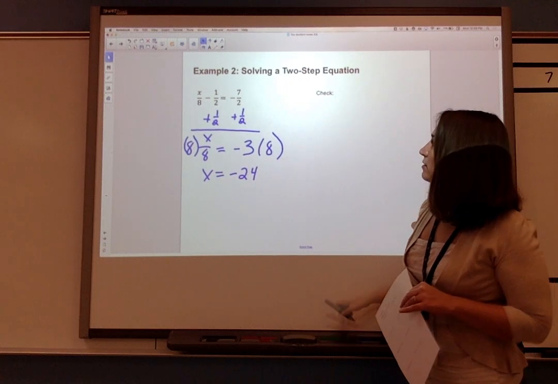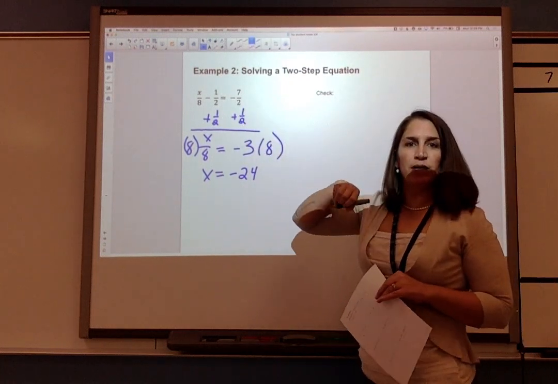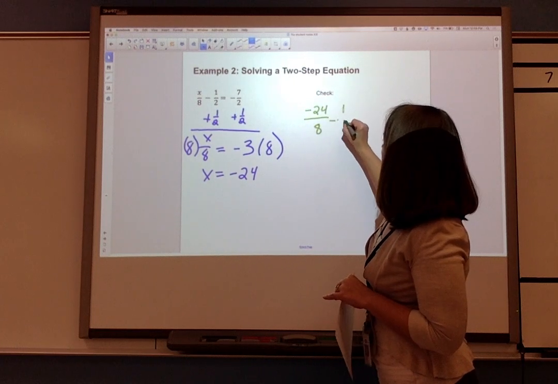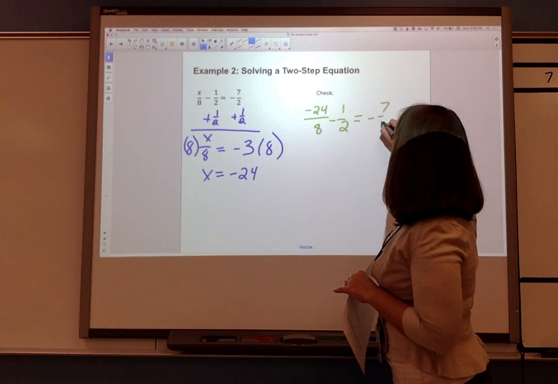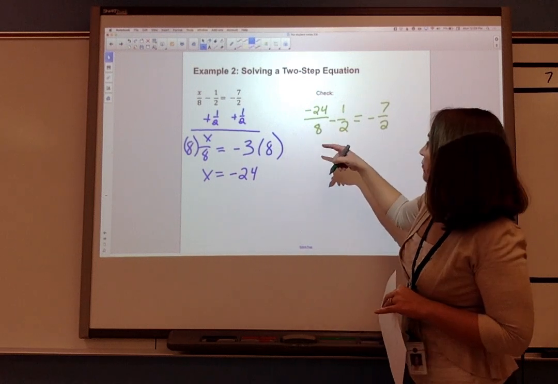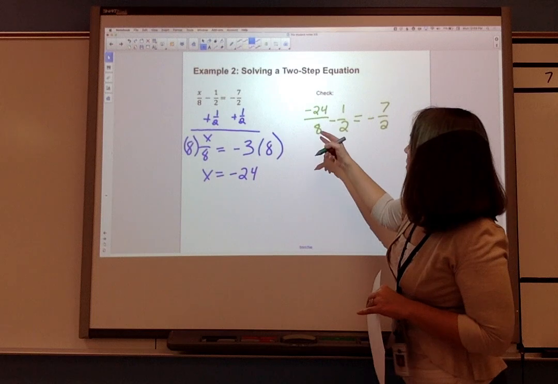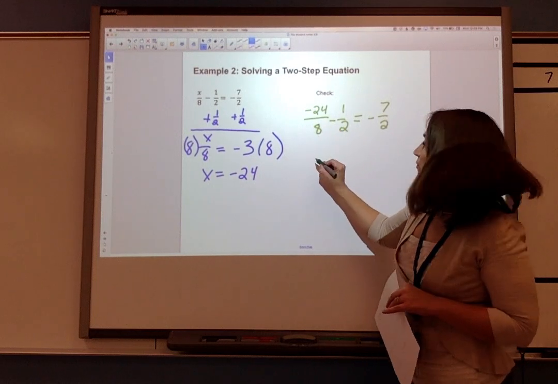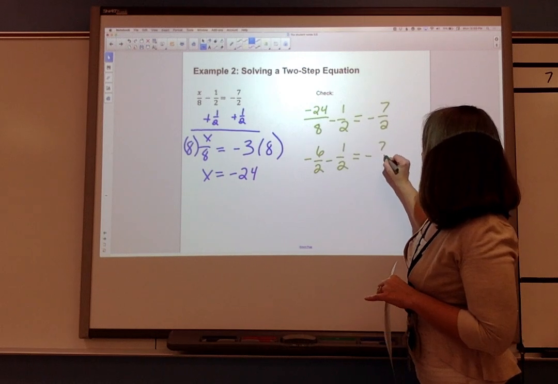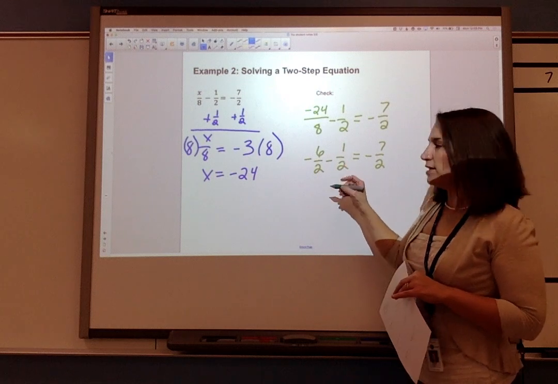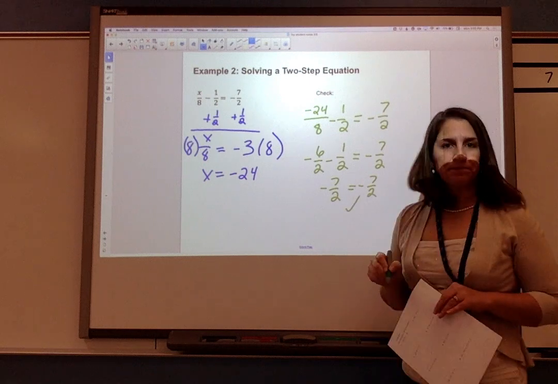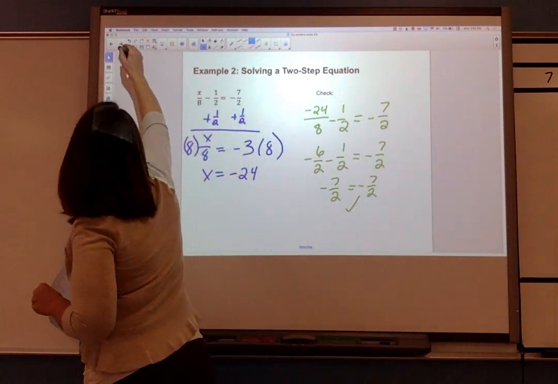Let's do our check. We're going to put in negative 24 in place of x. So negative 24 over 8 minus 1/2 equals negative 7/2. Let's reduce this fraction to a fraction over 2 so that we have a common denominator. So I'll divide both the top and the bottom by 4. So I have negative 6/2 minus 1/2 equals negative 7/2. Negative 6 minus 1 is negative 7. So negative 7/2 equals negative 7/2. Yes. All right, let's look at another example.